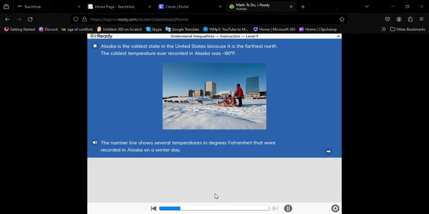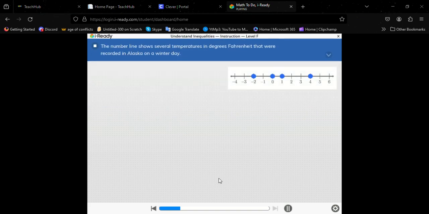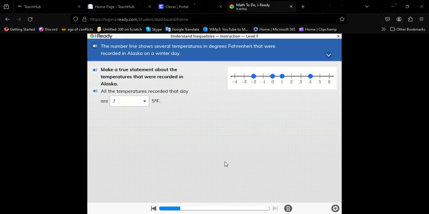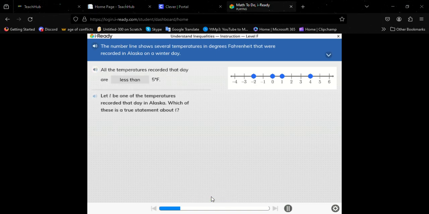Alaska is the coldest state in the United States because it is the farthest north. The coldest temperature ever recorded in Alaska was -80 degrees Fahrenheit. The number line shows several temperatures in degrees Fahrenheit that were recorded in Alaska on a winter day. Make a true statement about the temperatures that were recorded in Alaska. Let T be one of the temperatures recorded that day in Alaska. Which of these is a true statement about T?